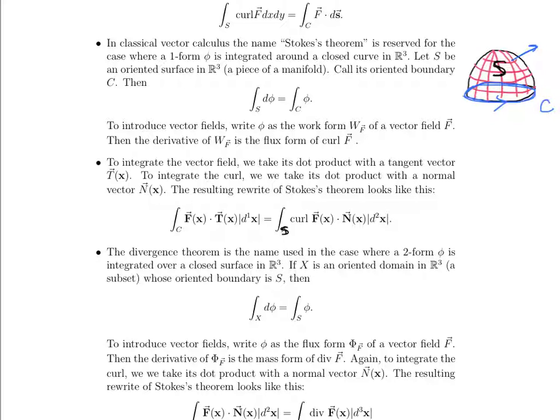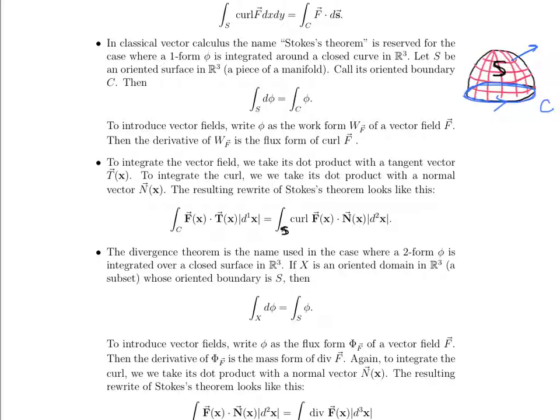Last but not least, we have the divergence theorem. That's the name used in the case where a two-form phi is integrated over a closed surface in R3. So instead of having a surface with a boundary curve, like we had up here for Stokes' theorem, what we have is a solid with a boundary surface. Sort of like the egg with the eggshell kind of idea. So if X is an oriented domain in R3 whose oriented boundary is S, so X here is the solid, S here is the boundary surface, we have a choice. We can either integrate phi over the surface, or d phi over X.